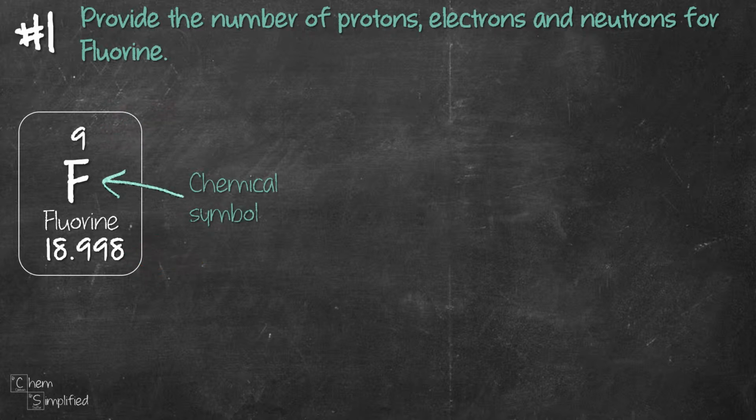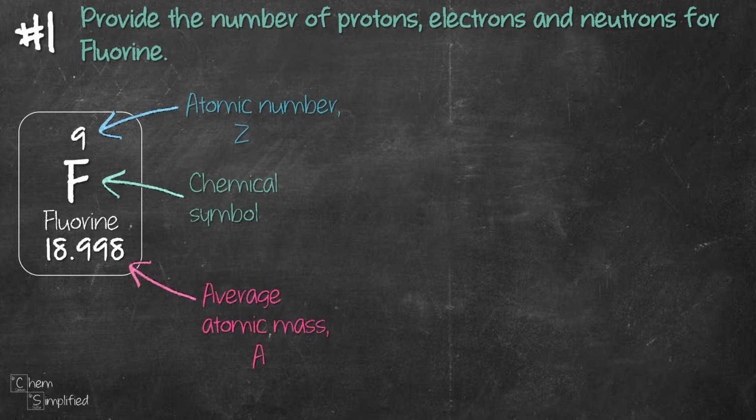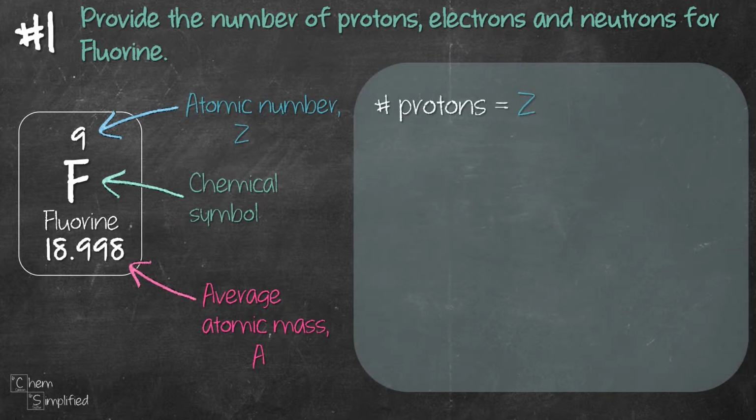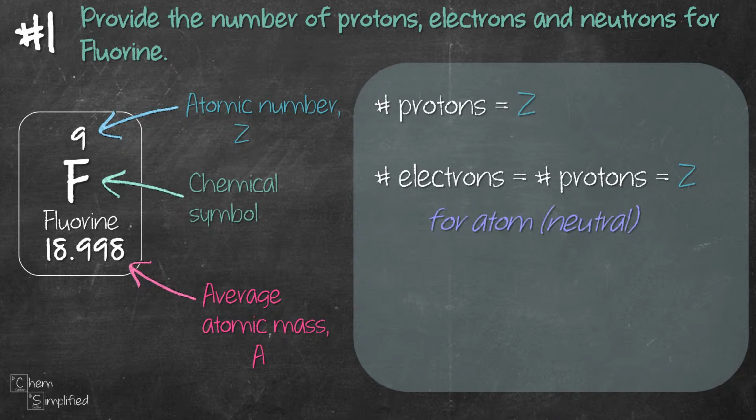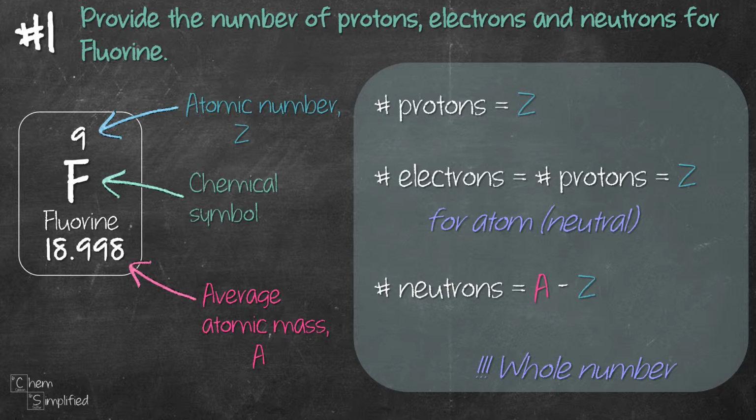In the case of fluorine, the smaller whole number is 9. That's the atomic number, abbreviated as Z. The larger number, 18.998, that's the atomic mass, abbreviated as A. When calculating the number of protons in an atom, it's the same as the atomic number. The number of electrons is also the same as the number of protons as long as it is for an atom, which is neutral. The number of neutrons is the atomic mass minus the atomic number. Keep in mind that the number of neutrons should be a whole number, meaning no decimal points.